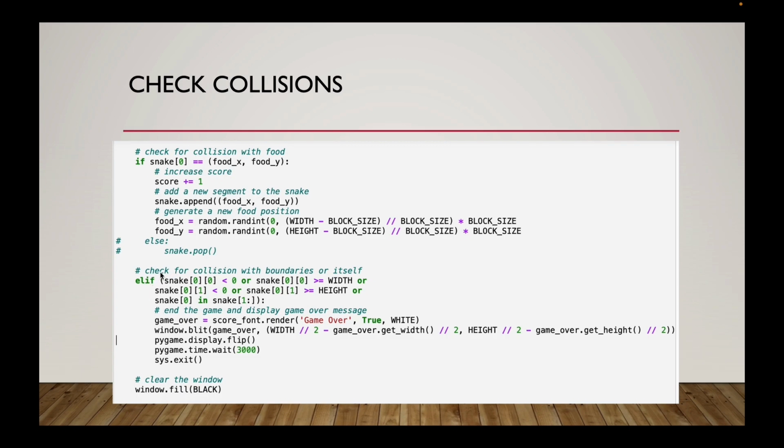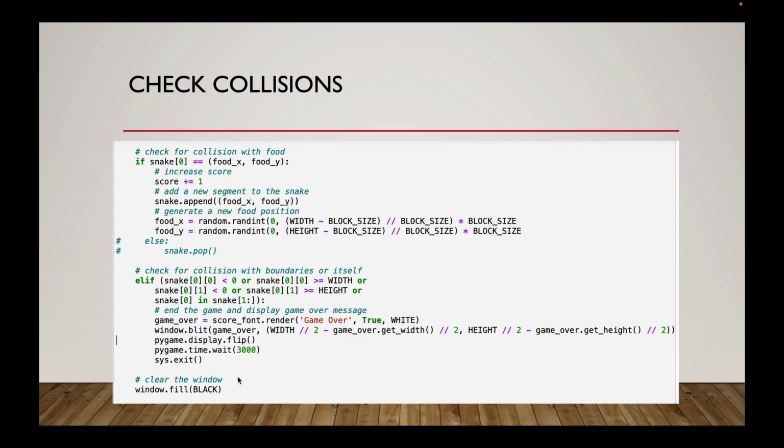Then here again, check for collision with boundaries or itself. Here we are checking if the snake is going to collide with itself or with boundaries, then the game is going to get over. If the snake collides with itself or it collides with the wall, then the game will be over and we will exit the game.